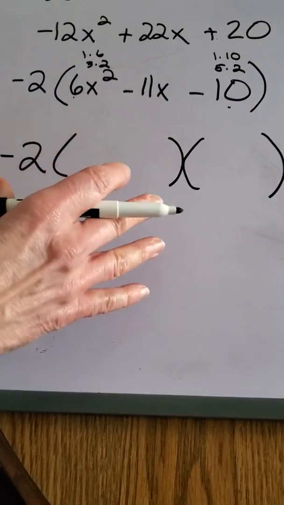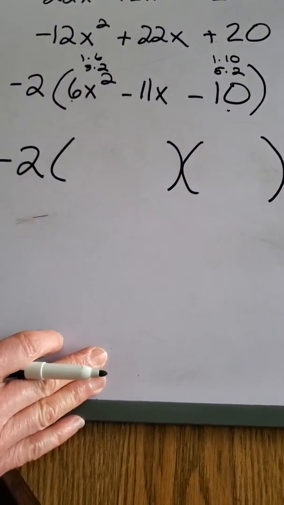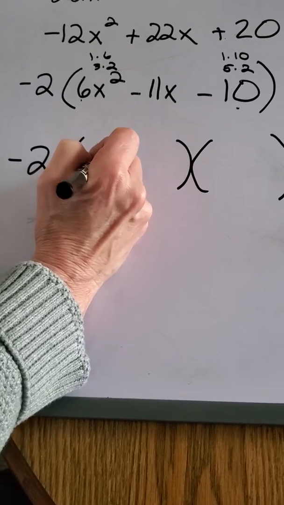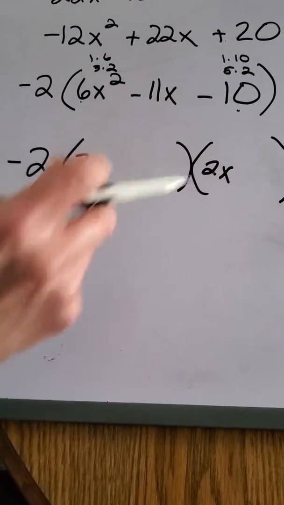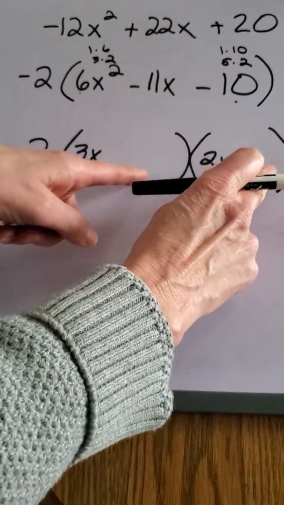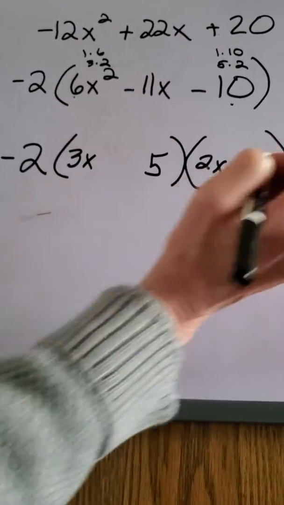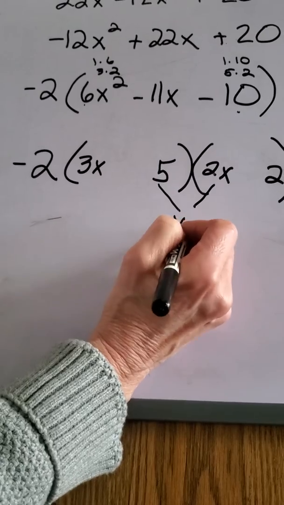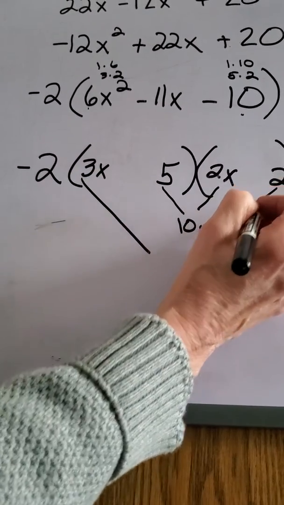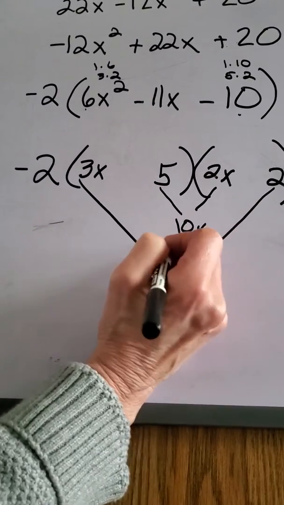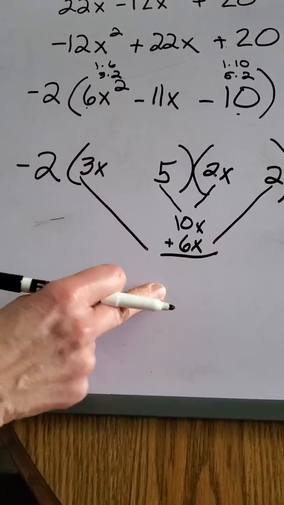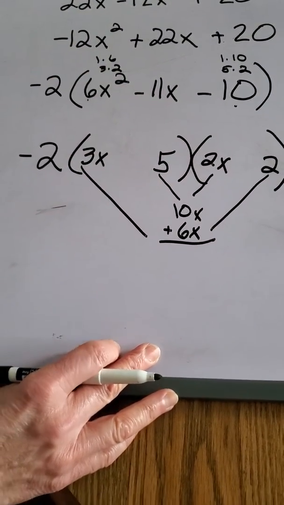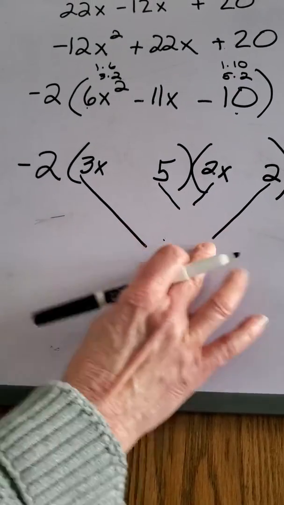I do not know which order or which pair I should take, so I need to use my guess and check method. I'm going to try the 3 and the 2 as my lead terms, 3x and 2x. And then I'm going to try 5 and 2 as my constant factors here. Using my shortcut FOIL method, I'm going to multiply my inner terms, and I get 10x. And I'm going to multiply my outer terms, and I get 6x. If I add them together, I get 16x. If I subtract them, I will get 5x. I still did not make my negative 11x. So I will be using different factors.